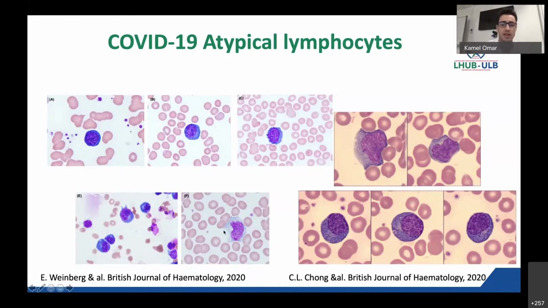Beside this picture here, it's from a patient who was infected by the Epstein-Barr virus. I just put it there to let everyone see that for an inexperienced eye, those two lymphocytes, for example, can look quite the same.